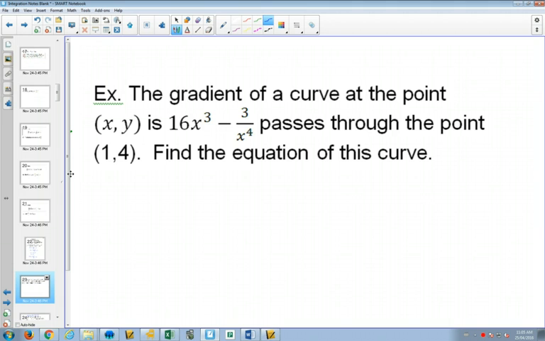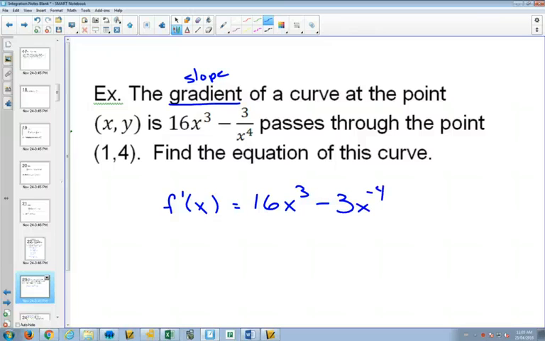Now this question is asking the same thing, just using words in a little bit different ways, so it's good to see how we can ask the same thing but present it in a different way. Gradient is another word for slope. So this is saying that the slope of a curve at any point (x, y) is 16x cubed minus 3 over x to the 4. In other words, our derivative is 16x cubed minus 3x to the minus 4, where I changed the x to the 4 on the bottom to an x to the minus 4.